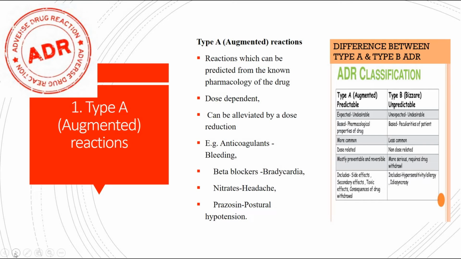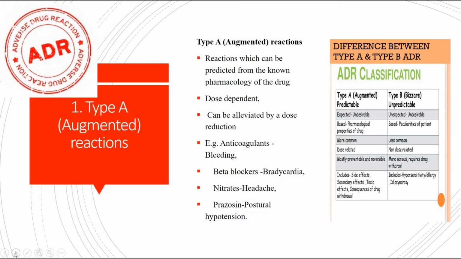So here type A is augmented reactions. So in this, augmented means they are expected undesirable reactions. Means what? The reactions that are going to occur are known to the pharmacology of the drug. This is the first point. Second is dose dependent. Next is it can be alleviated by a dose reduction, means as it is dose dependent, so if we increase or decrease the dose, it is dependent on that.